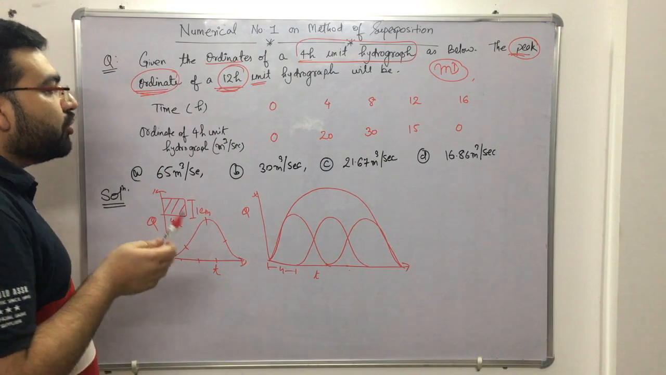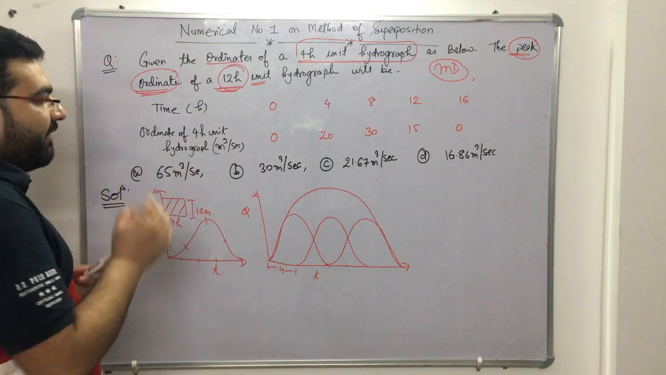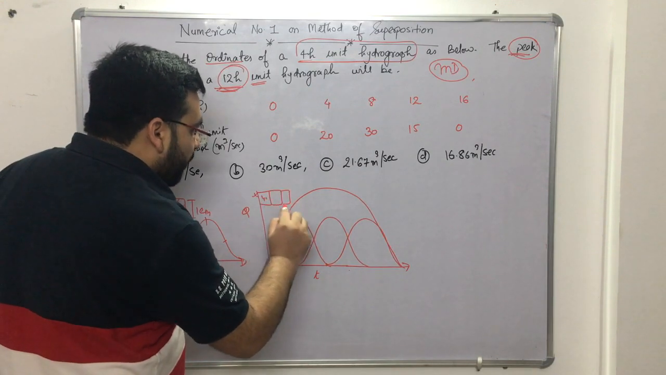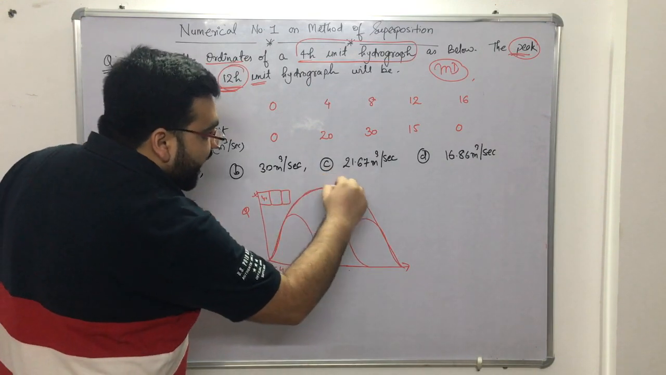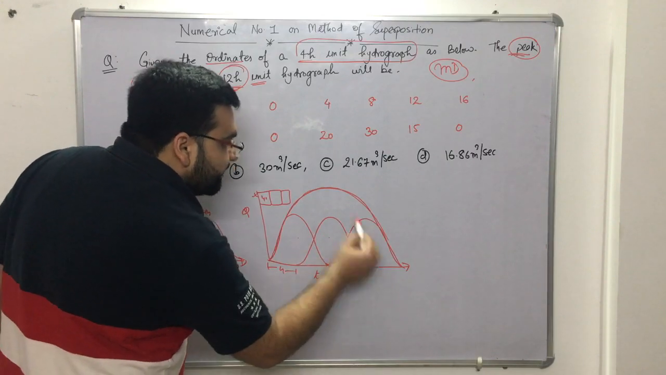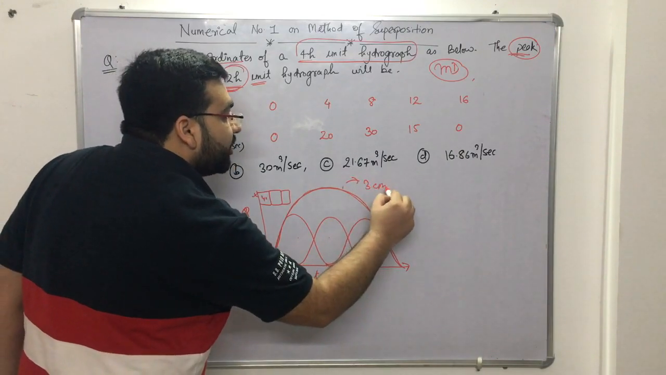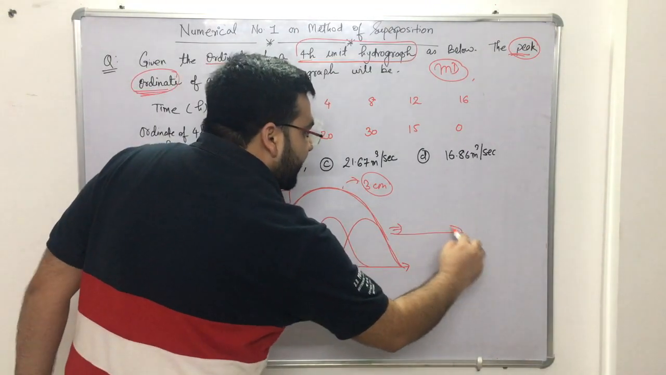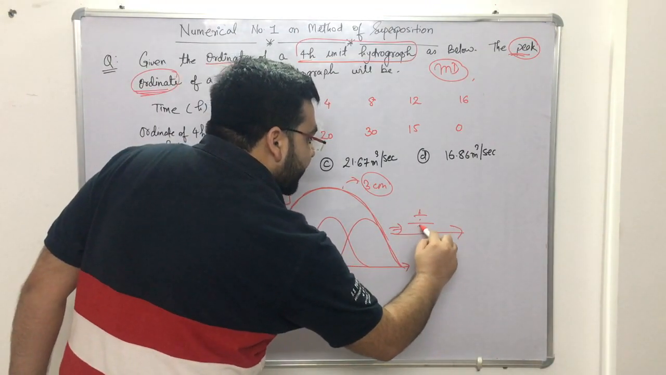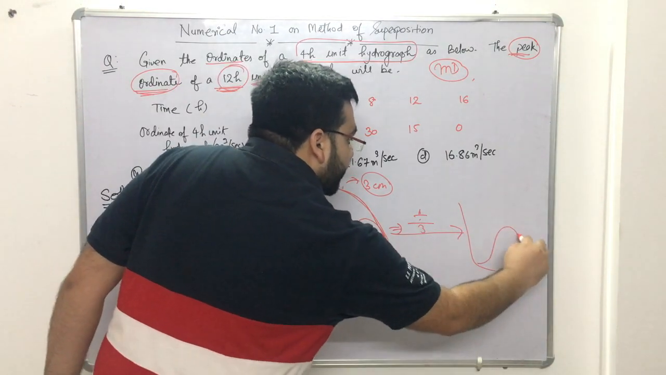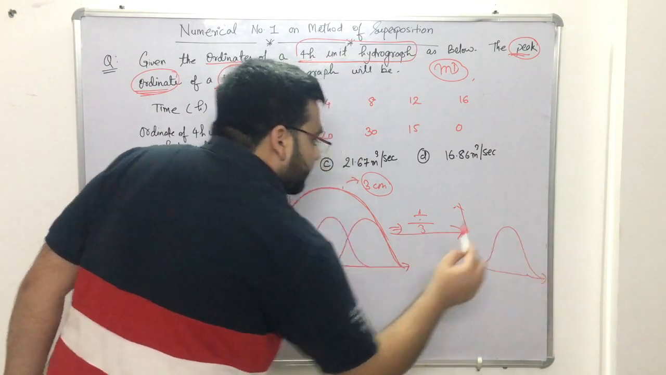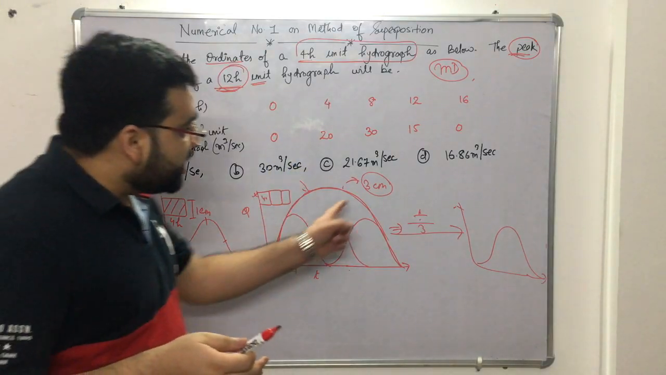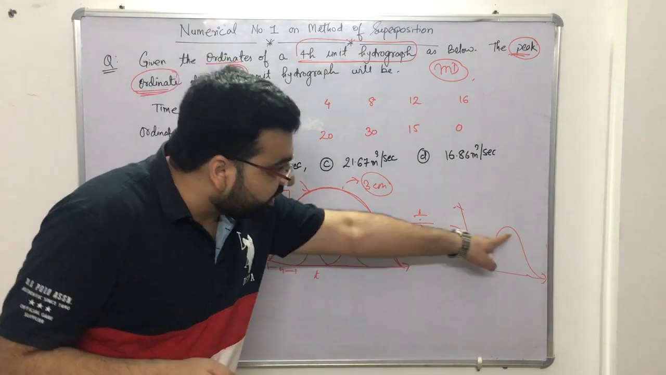Now let us understand how to solve these types of numericals. Now we have understood the concept. This is a 4-hour unit hydrograph, again 4 hours and 4 hours, and the depth of this total hydrograph will be 1 plus 1 plus 1, which is 3 centimeter or 3 units. So if you want to get a unit hydrograph, you have to divide the ordinates by 3. Simple. Because this is a 3 centimeter direct runoff hydrograph, not a unit hydrograph. To get a unit hydrograph, we have to divide the ordinates by 3.